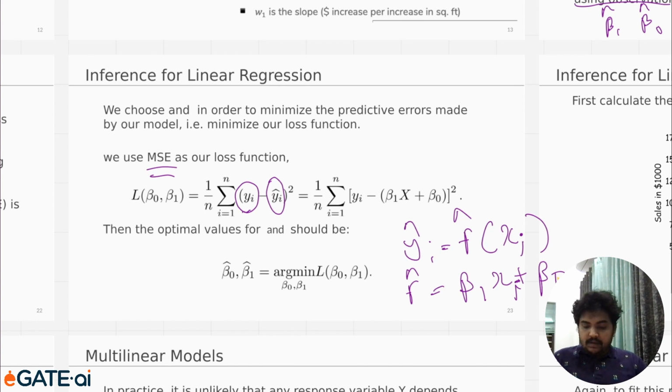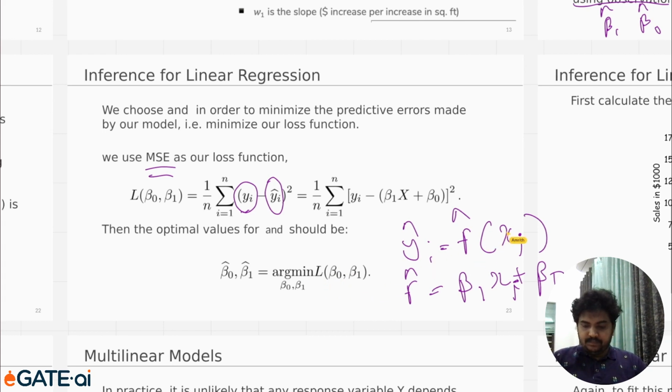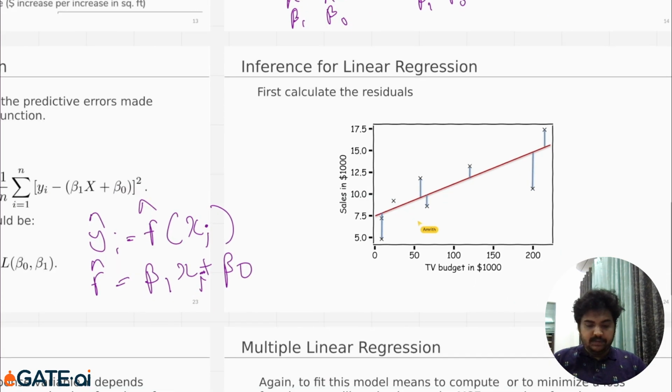So we replace the y hat with its expression, and then the optimal value that we are looking for here, right? The optimal value for beta 0 hat and beta 1 hat should be the argmin over beta 0, beta 1 of the loss which has beta 0 and beta 1. And how do we compute it? It's quite simple.